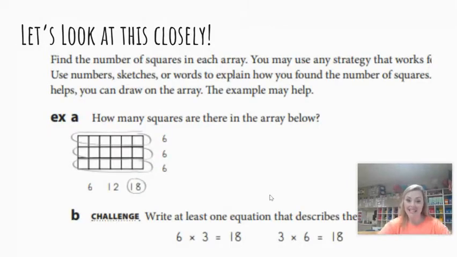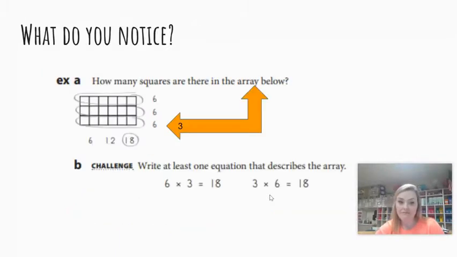All right, let's look at the example. Find the number of squares in each array. You may use any strategy that works for you. Use numbers, sketches, or words to explain how you found the number of squares. If it helps, you can draw on the array. This example is going to be helpful to you. So first, looking at the first example, what do you notice? How many squares are there in the array below?